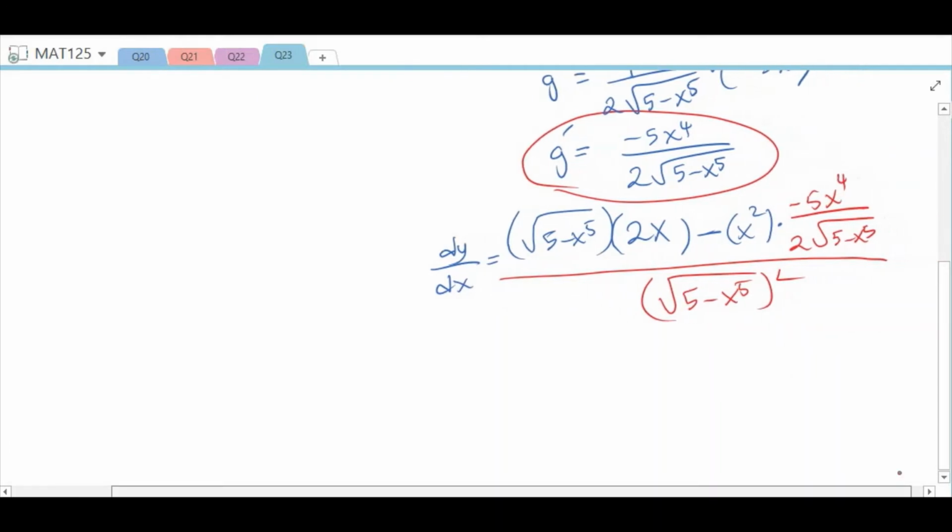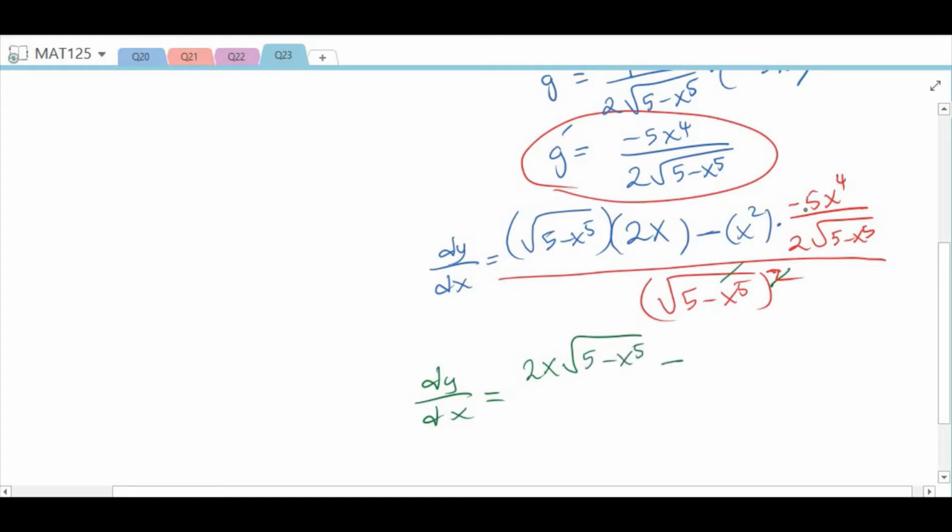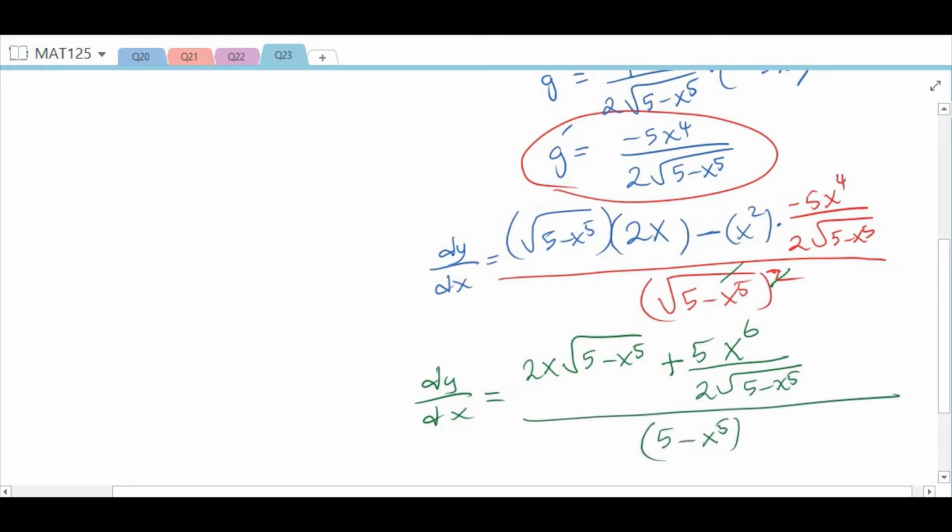Now I'm going to simplify this expression further. The first thing I will do is remove the radical. When you square the radical, it's gone. So dy over dx is equal to, I will multiply here and then multiply here. I will have 2x square root of 5 minus x to the fifth, minus times minus is positive, and then I have 5x squared times x to the fourth, which is x to the sixth, divided by 2 square root of 5 minus x to the fifth. Everything is divided by 5 minus x to the fifth.